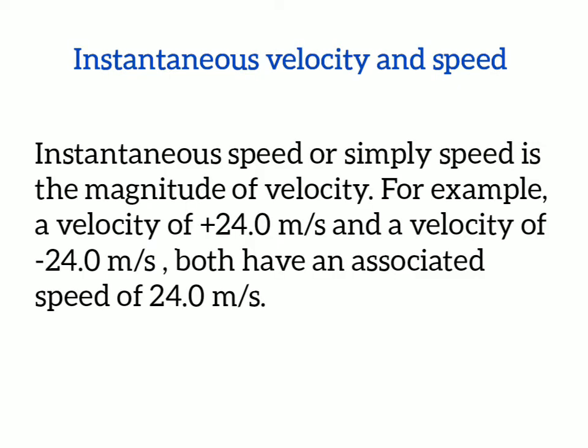Now instantaneous speed, or simply speed, is the magnitude of the instantaneous velocity, or simply velocity. For example, a velocity can be plus 24.0 meter per second or a velocity of minus 24.0 meter per second. The instantaneous speed in both cases will be equal to 24 meter per second. So here we just remove the positive and the negative sign. So we can say that the speed is simply the magnitude of the velocity.